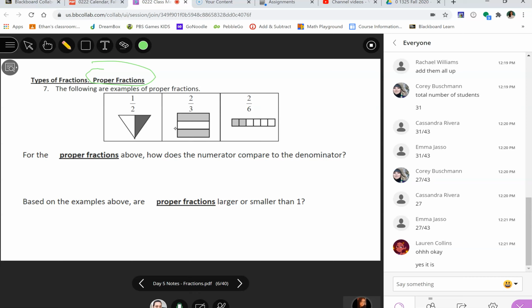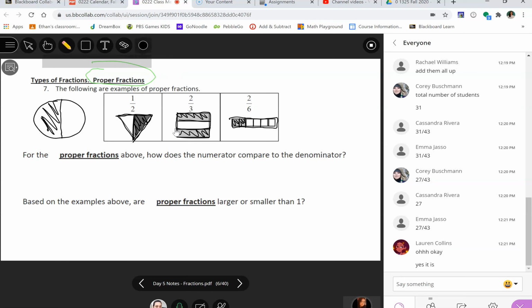For 2/3, they used a rectangle. They cut it into 3 equal sized pieces and they shaded 2 of them. Okay, so that's 2/3. For 2/6, they have a rectangle that they cut into 6 equal sized squares and they shaded 2 of them. That's 2/6. All of these are called proper fractions.